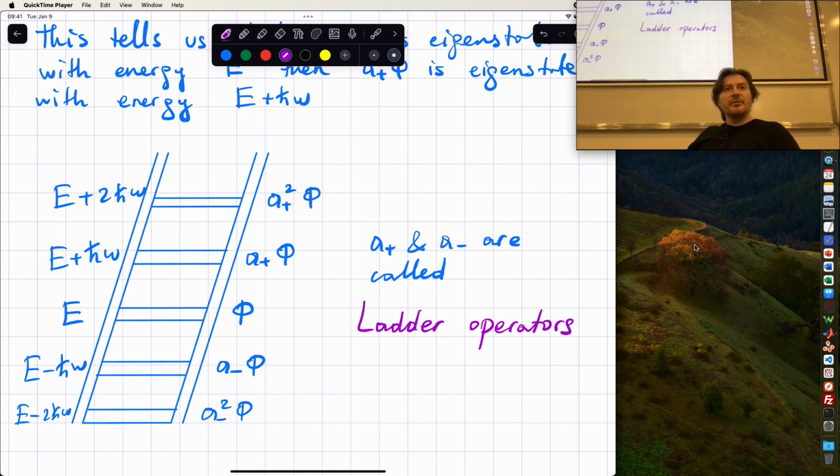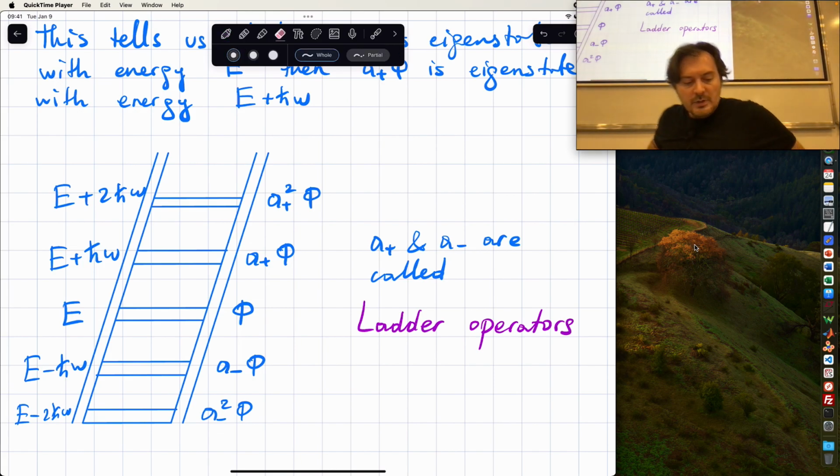Do you have any questions at this point? Can we go infinitely many times down? Yeah, that's the next line. Any questions at all? Yes. So, we understand why it's called raising and lowering, but why creation and annihilation? Why creation operator? Okay, very good question.